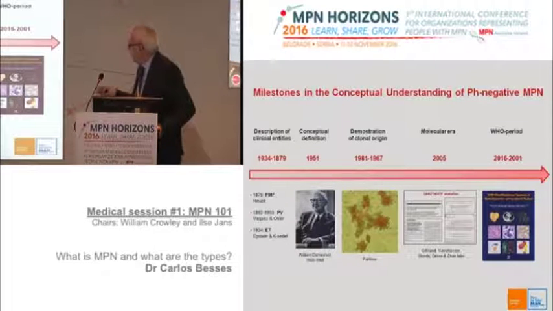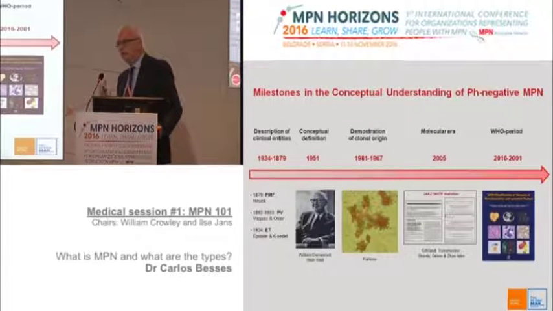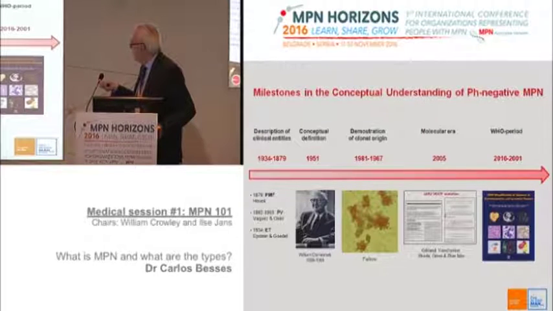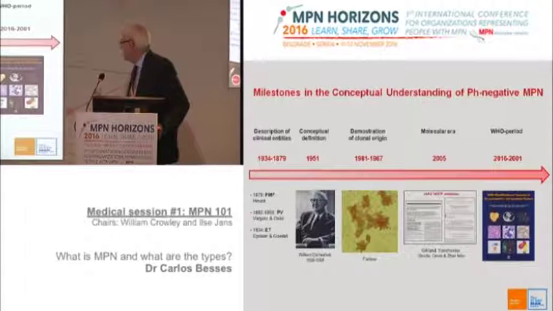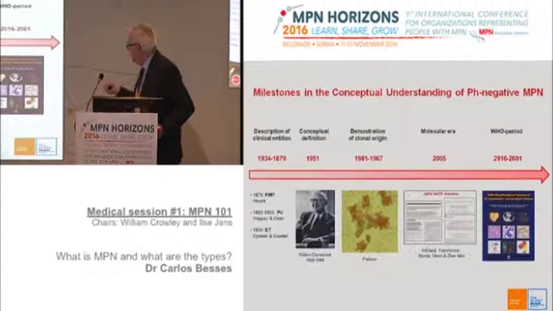Later, in the 1980s, Fialkow demonstrated the clonal origin, that's the origin in a mother stem cell, of these diseases. And there was really a gap until 2005, when 5 independent groups reported the JAK2 mutation. That's the link that probably William Dameshek thought was the common pathway to all these diseases. And the WHO organized all the diagnostic criteria from 2001 to 2016, the last edition of the classification of myeloid disorders.